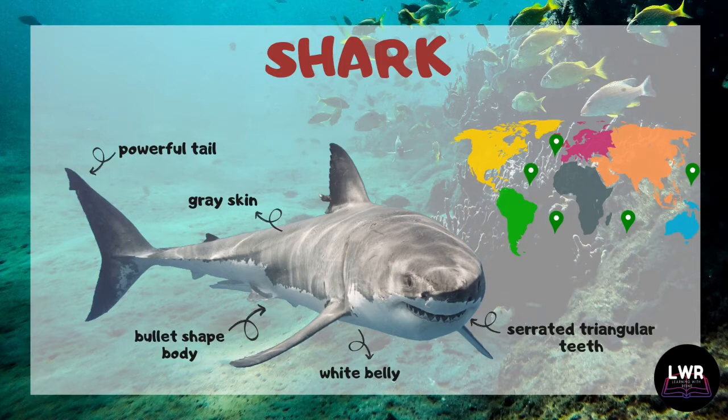Some of the physical characteristics of a great white shark include a bullet-shaped body, gray skin, white belly, powerful tail, and its mouth has several rows of 300 serrated triangular teeth. It also has an organ that is used for detecting tiny electromagnetic fields produced by animals, plus an exceptional sense of smell because of its organ called the olfactory bulb, which they use to detect blood.